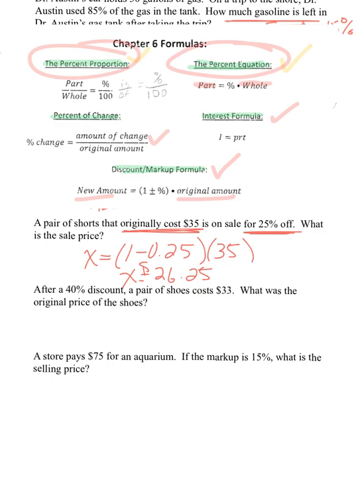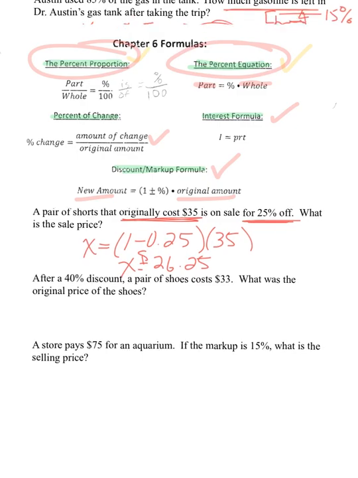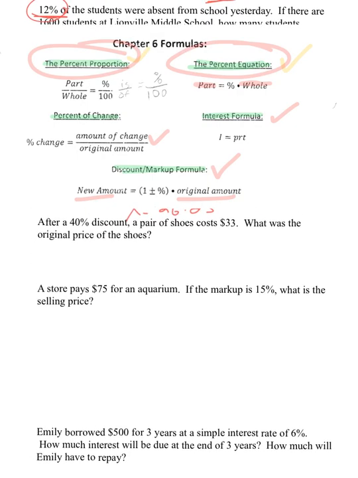After a 40% discount, a pair of shoes costs $33. What was the original price? Again, look through your formulas. Decide which one you're going to use. What is it asking me to find? I'm looking for that original price. The one that makes the most sense is your discount markup, because I'm not looking for a percent of change. And the only other formula that talks about an original amount is that discount markup.